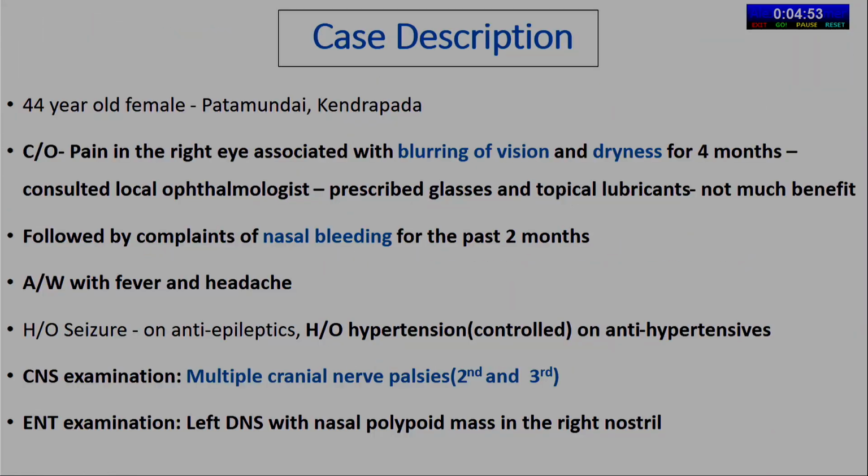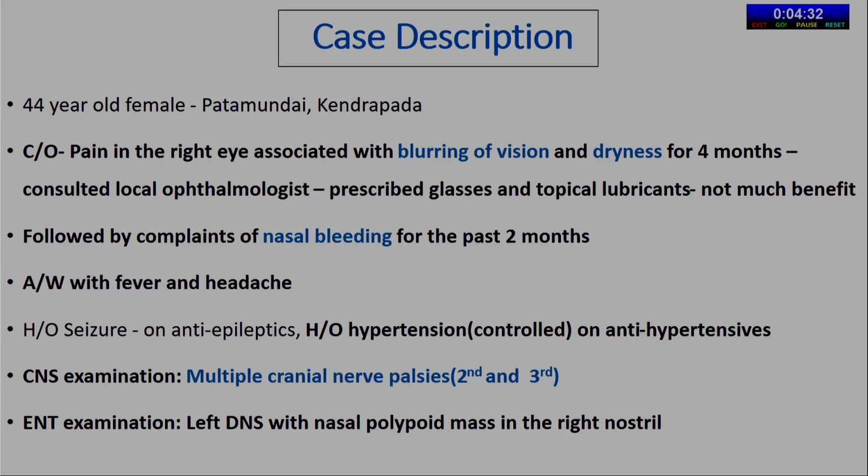The case is of a 44-year-old female who complained of pain in the right eye, which was associated with blurring of vision and dryness for 4 months, for which she had consulted a local ophthalmologist. She was prescribed glasses and topical lubricants, but it was not of much use. This was followed by complaints of nasal bleeding for the past 2 months. This was associated with fever and headache.